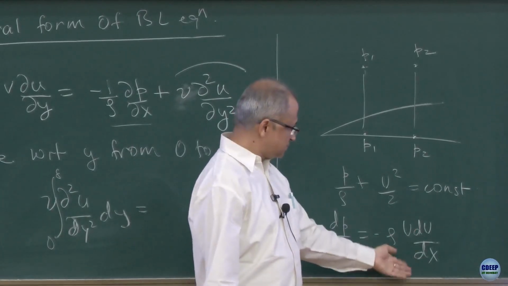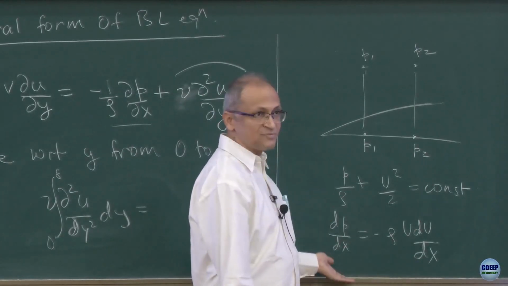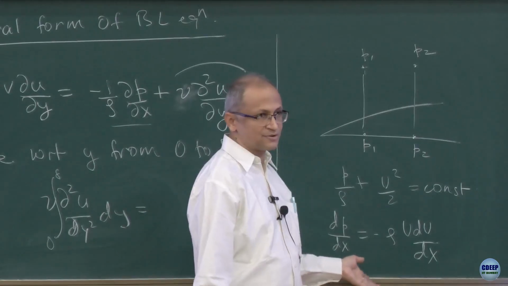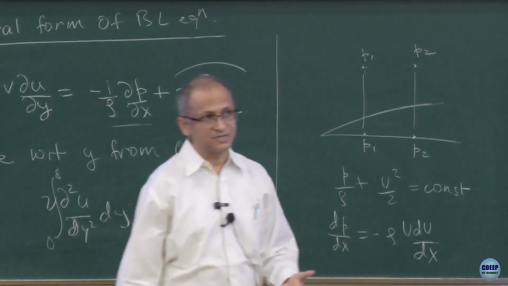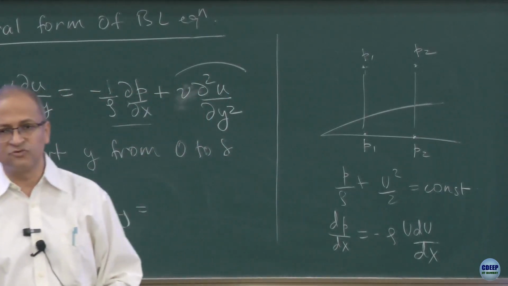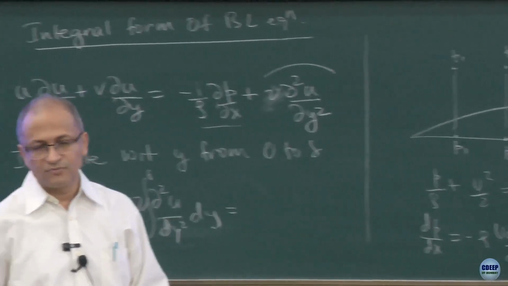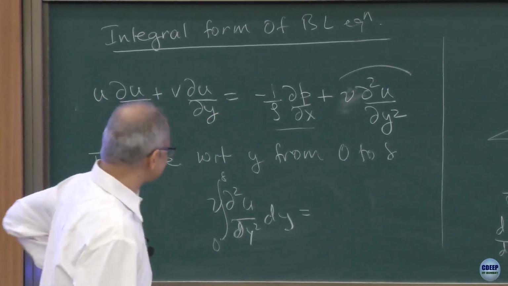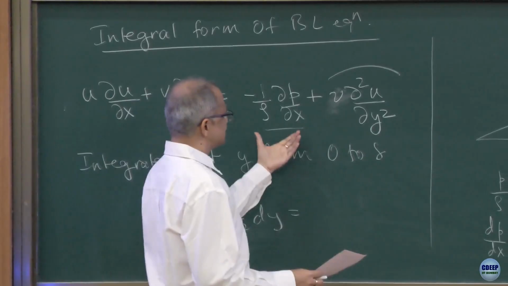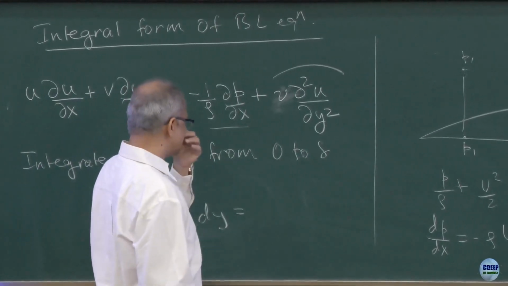And we can see how it is related to the pressure gradient by examining this equation. If du/dx is positive, it will have one value. If it is negative, the sign will change for dp/dx. So one will be a favorable pressure gradient, one will be an adverse pressure gradient. So this term is reasonably straightforward to handle.